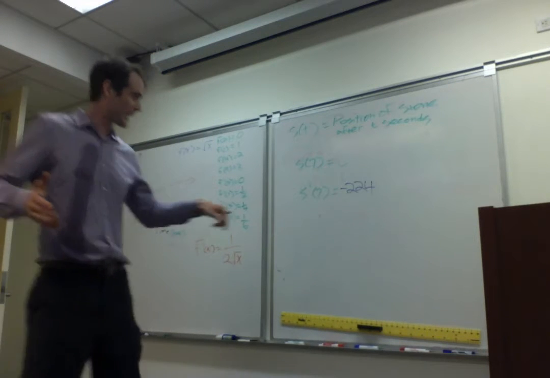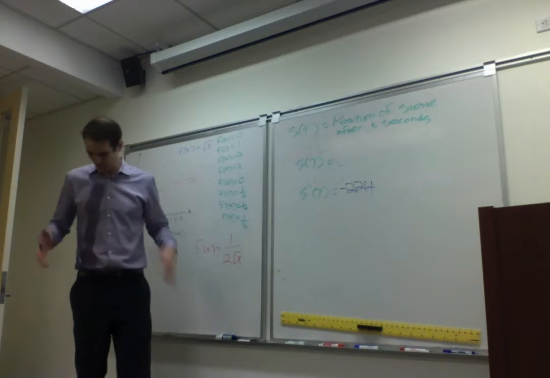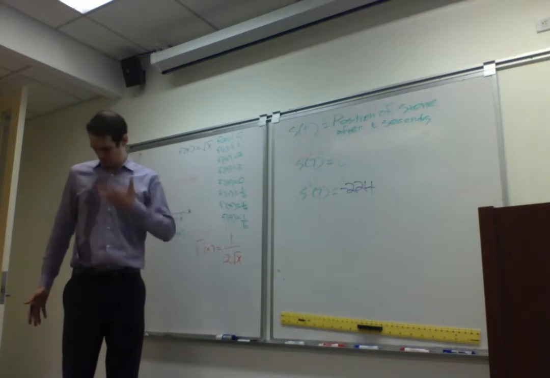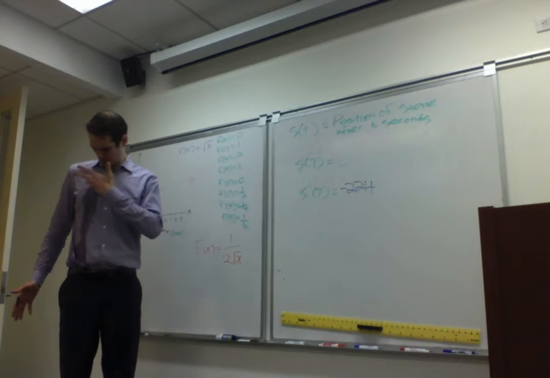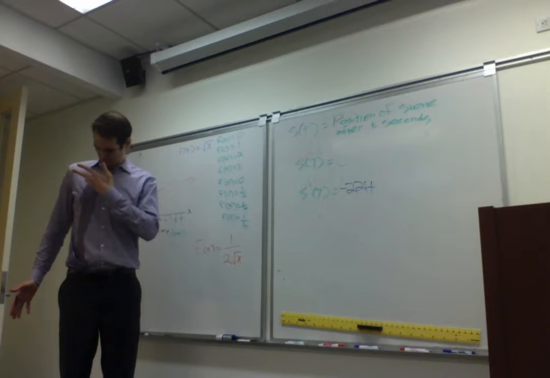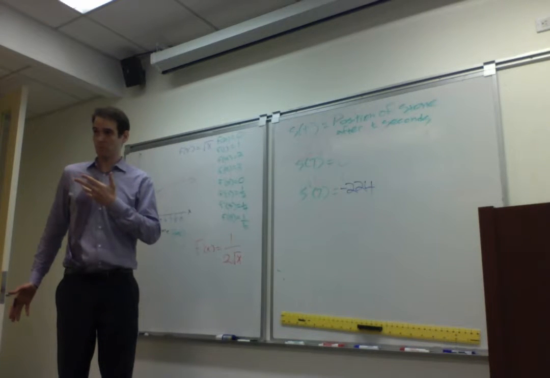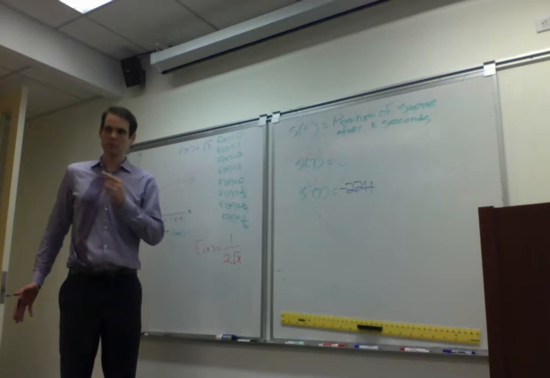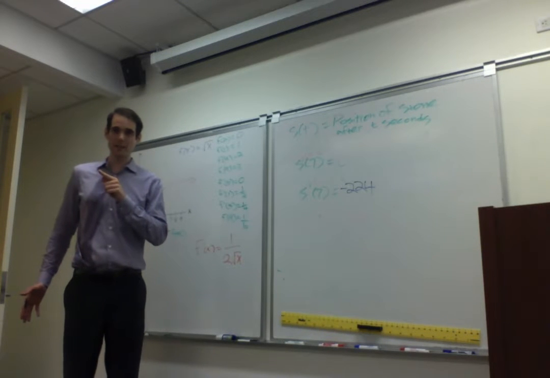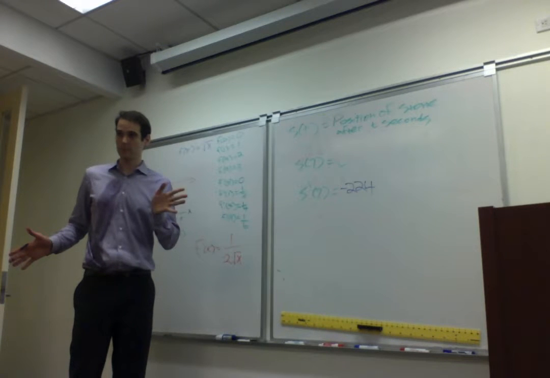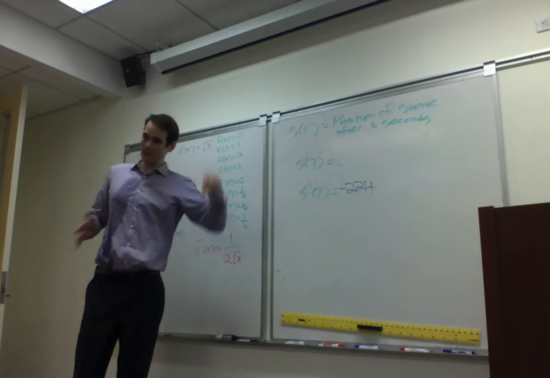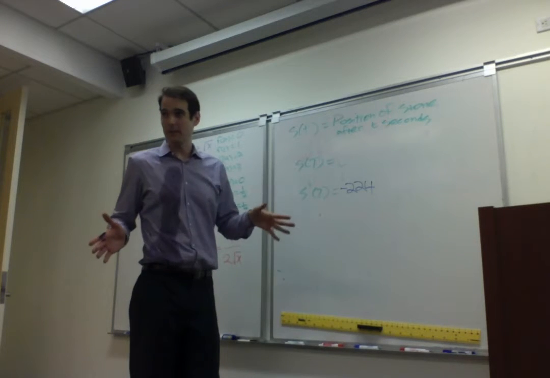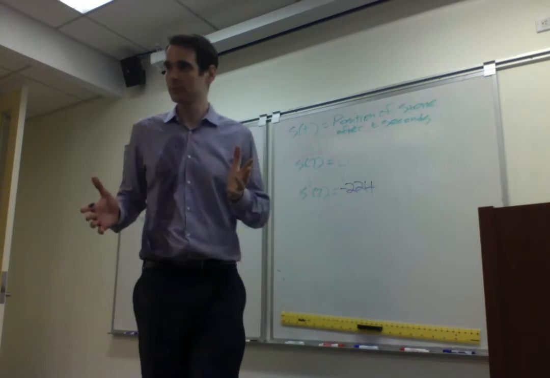Okay. So S prime of 7 equals negative 224. What does that mean in practical terms? Yeah. Okay, the rate of speed at 7 seconds, it gives us that information, and what is it? Negative 224 means it's going down 224 feet per second, I think. Okay. Right? We're good? All right, let's move on to the next one.